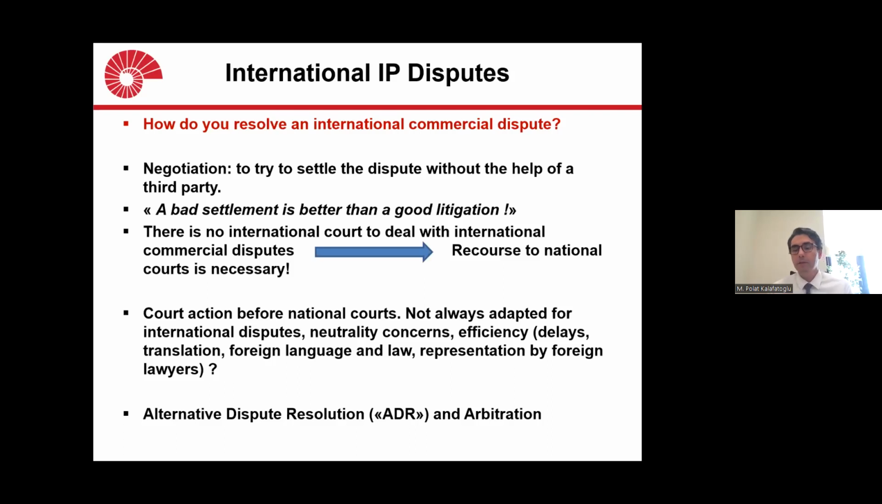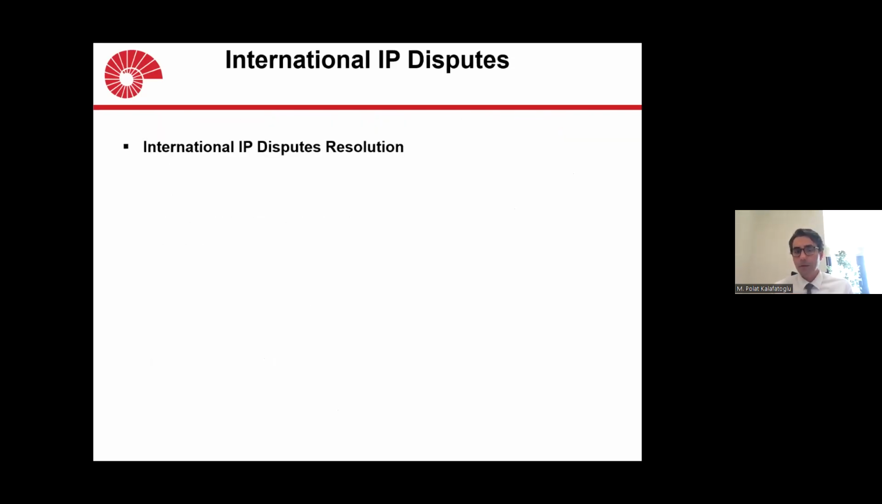And for this reason, we have another option: to use ADR methods, alternative dispute resolution methods, for the resolution of these disputes, or you can use arbitration. These are alternative methods to court litigation. So this is a general picture of our international commercial disputes. And now let's talk a little bit about international IP disputes and international IP dispute resolution.